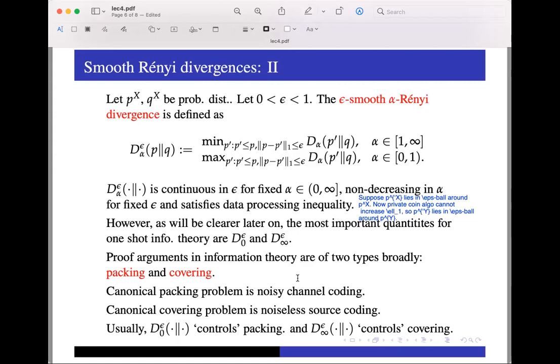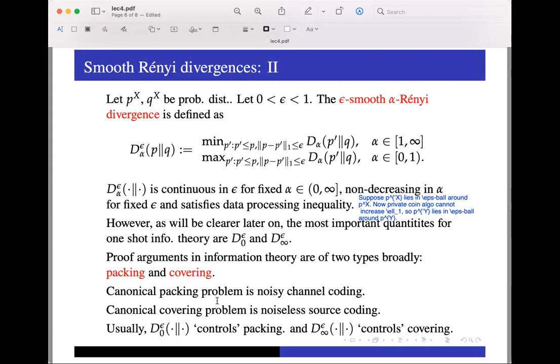So why is this? For those who have done a basic course in information theory already, you would have seen that proof arguments in information theory are of two types broadly. There's a packing style argument and there's a covering style argument. A canonical example of a packing problem is noisy channel coding. We saw a proof of Shannon's noisy channel coding theorem at a very high level already. The proof argument there is what is called a packing argument or a packing problem.